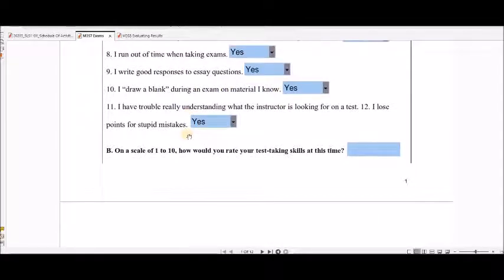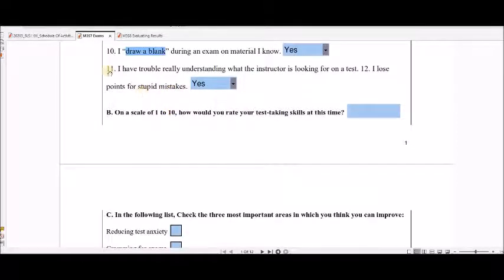Do you draw a blank during an exam on material that you know? That's just test anxiety. Various things can cause that. And what really disturbs me regarding my students is sometimes I know they know it, but they can't get it out of their head and onto paper. And there's a million reasons that can happen. Okay. And then here's one for you, and this is a really good statement: I have trouble really understanding what the instructor is looking for on a test.